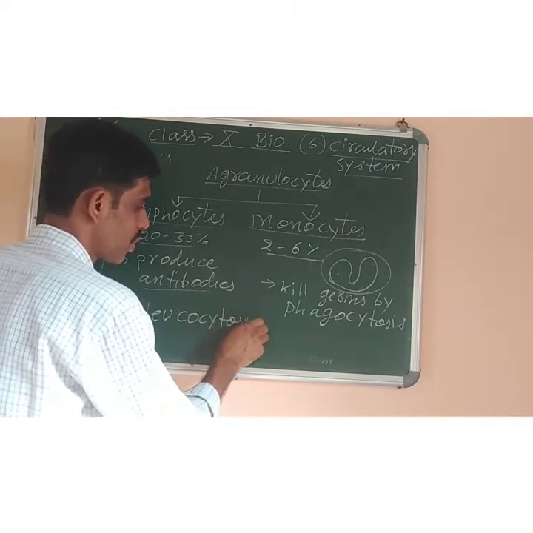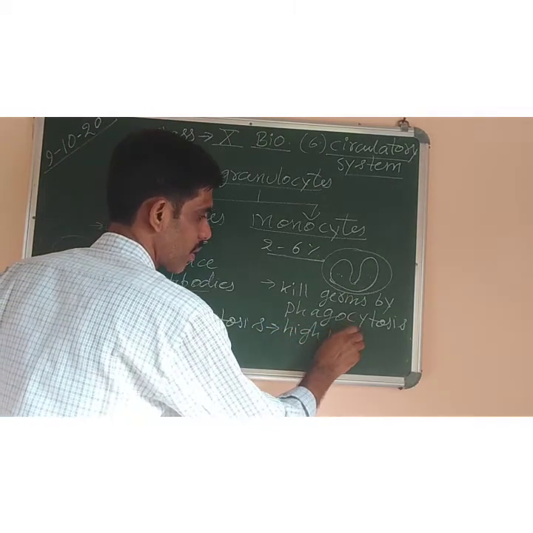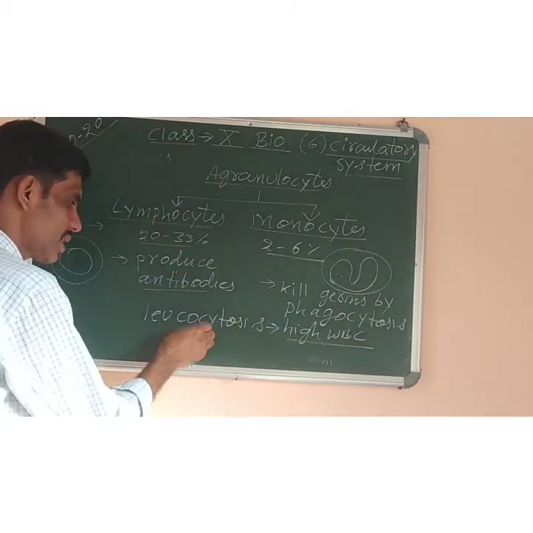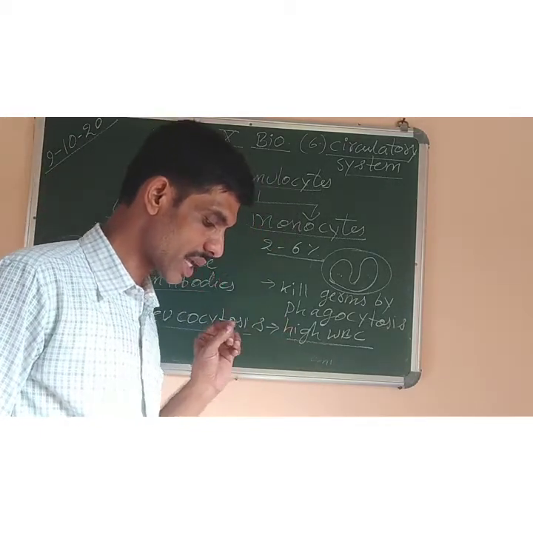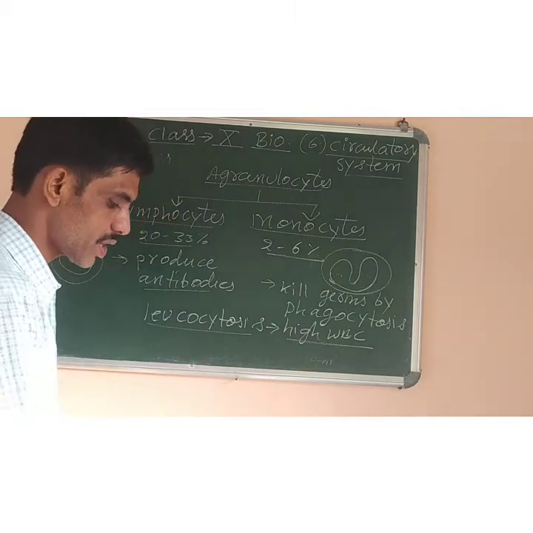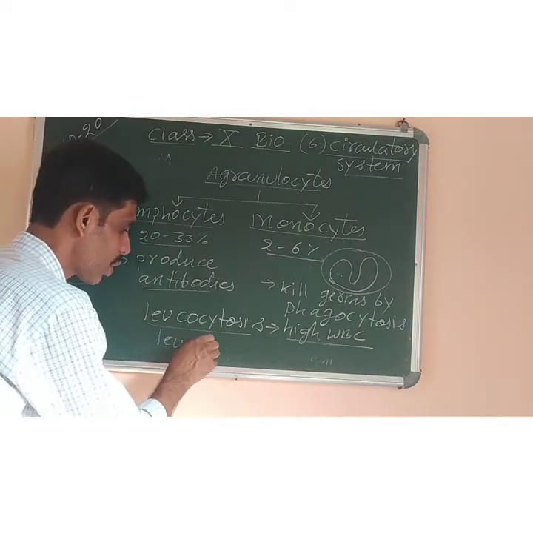Leukocytosis. Remember, these two words are mentioned, and it means high WBC. When the WBC count increases, it is called leukocytosis. In your book it is also given: a high leukocyte count indicates a condition called leukocytosis, and the second one is leukopenia.